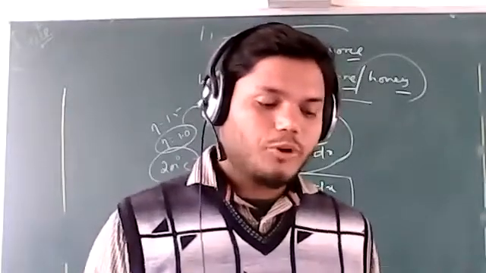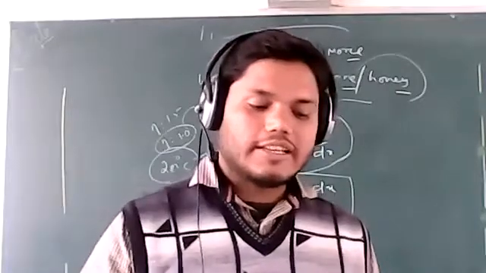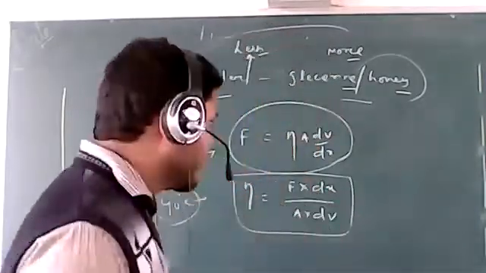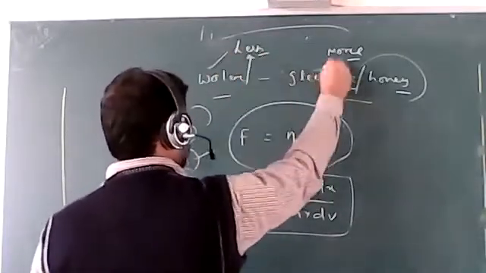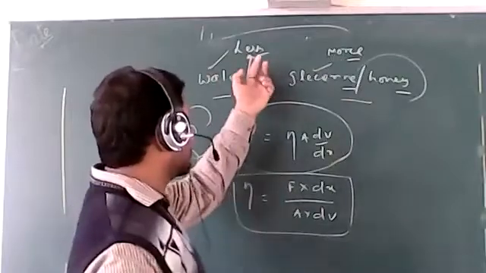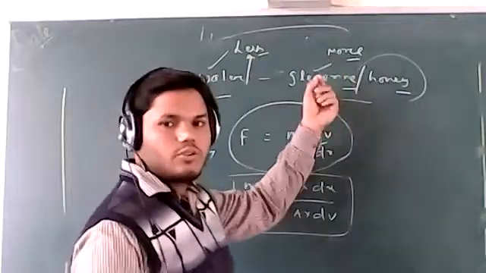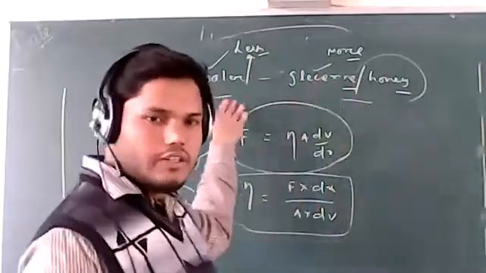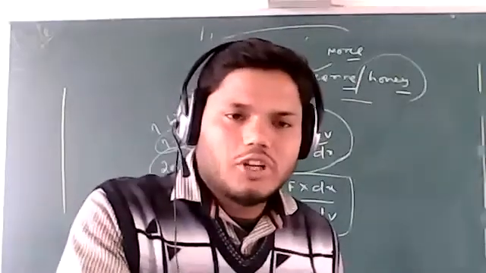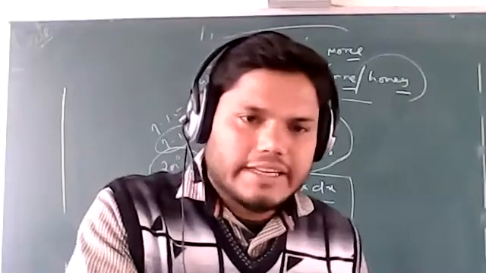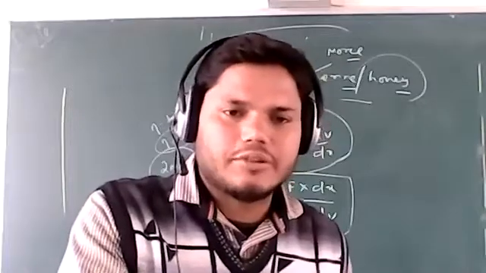The fourth point is the effect of density. The viscosity of a liquid increases with an increase in density. As I have already told you, water has lower density compared to glycerin, so viscosity is less in water and more in glycerin. Glycerin is more viscous compared to water. If a liquid has low density, viscosity will be less; if it has high density, viscosity will be more.